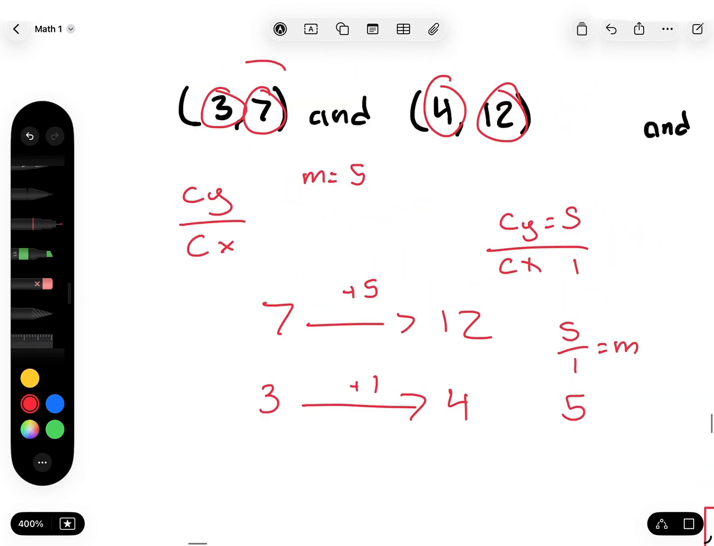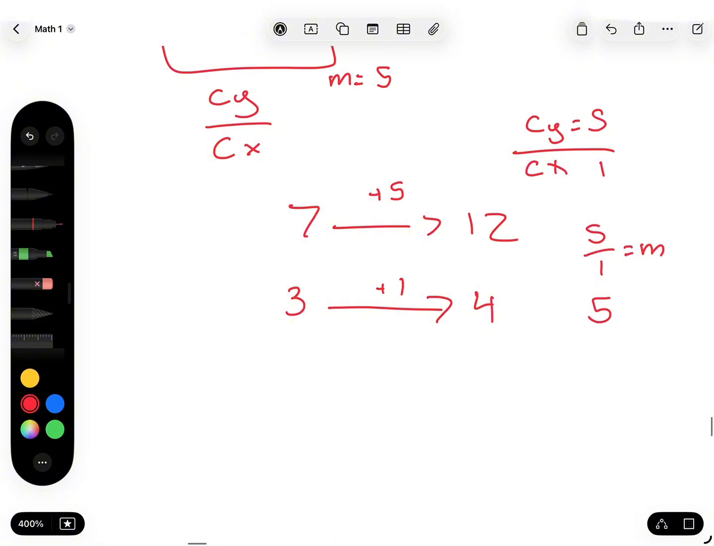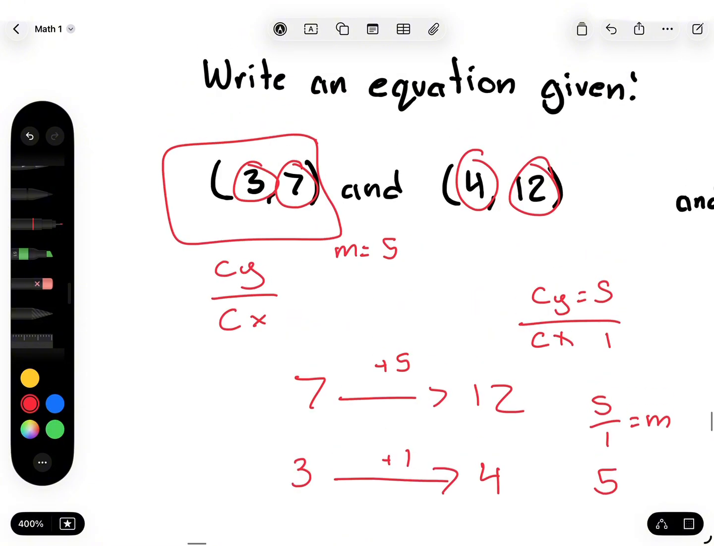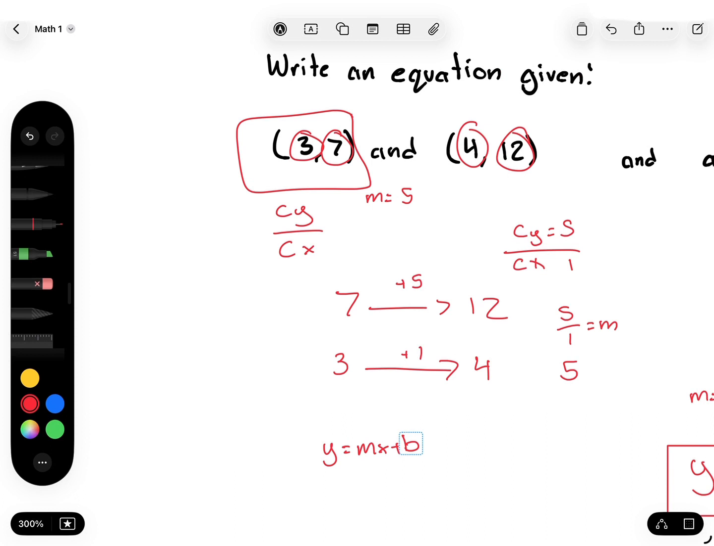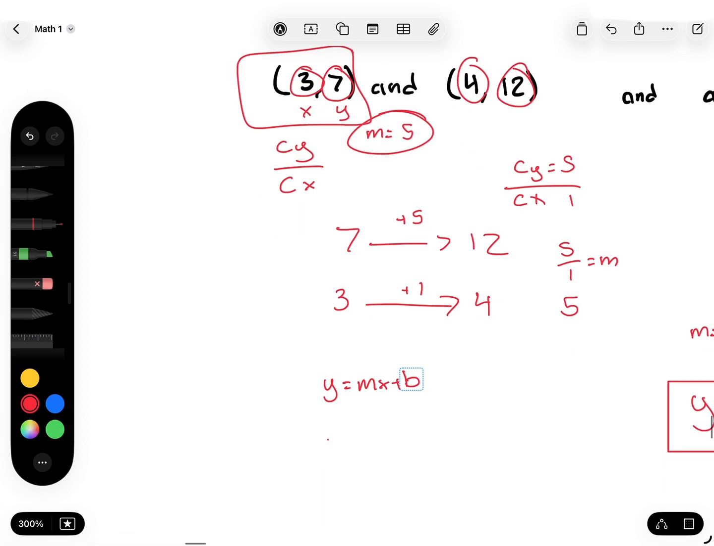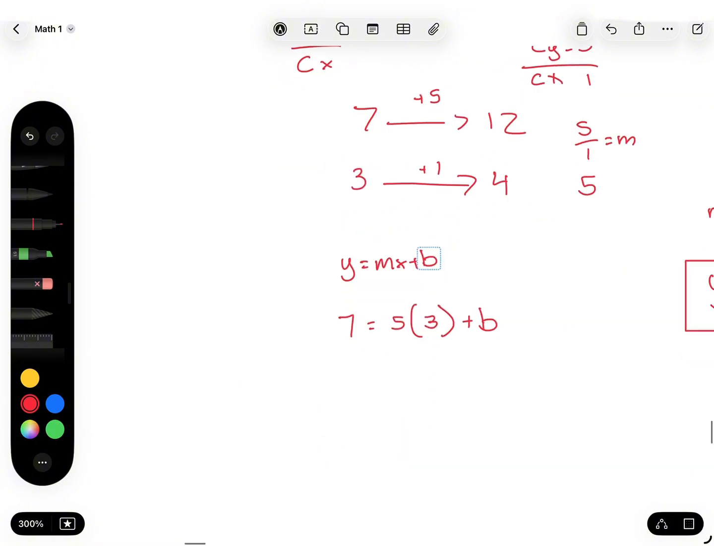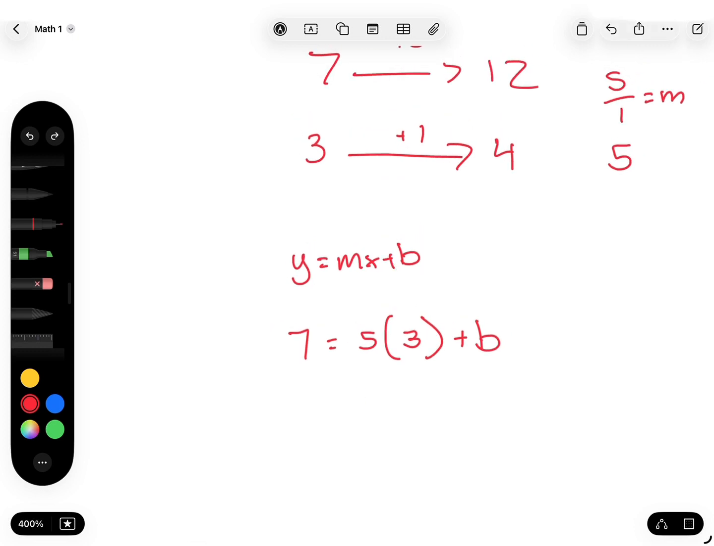Now, let's use one of our points. We're going to use 3, 7, and we're going to continue to solve for b. Remember, y equals mx plus b, where y can be this, m is that, and x can be this. So let's just rewrite as this format. Y equals mx plus b. Okay, at a glance, this might get you a little bit confused, but just work with me here.